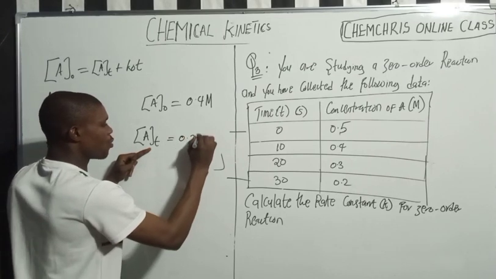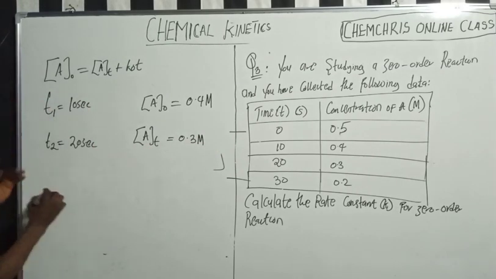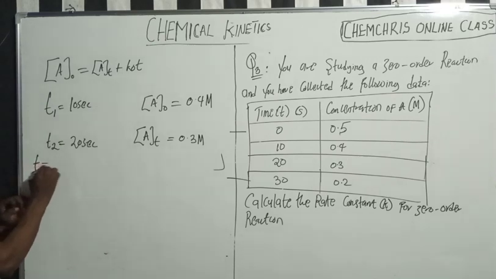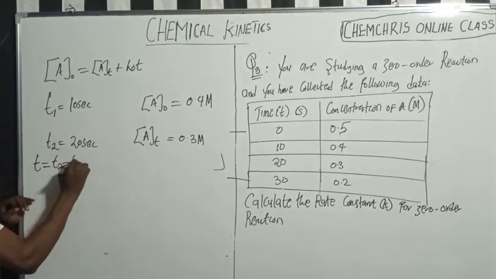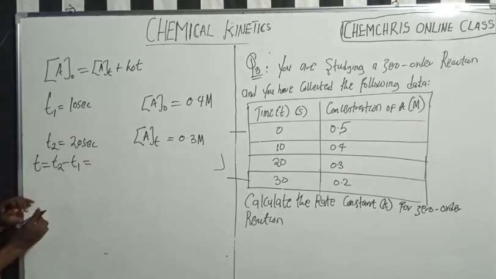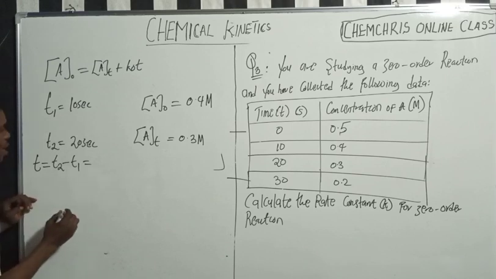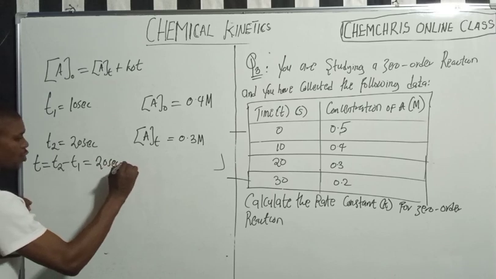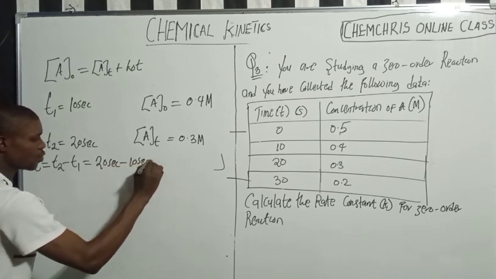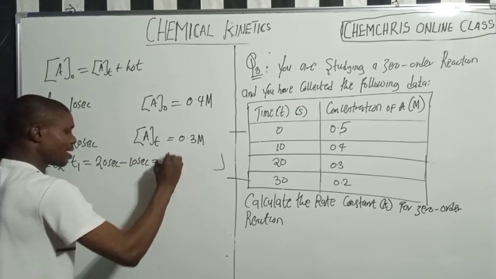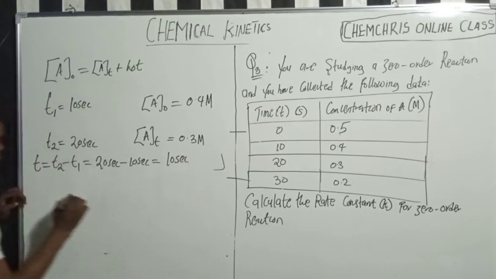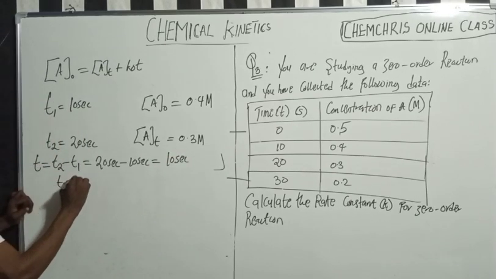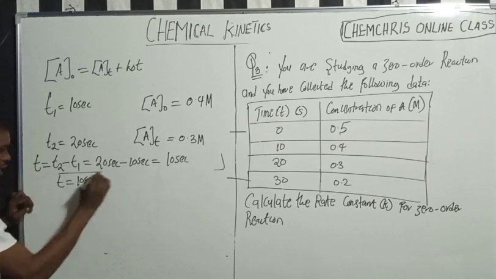0.3 molarity, right? Now I want to calculate my time. It's going to be T2 minus what? T1. Can you see that? So if you do that here, T2 minus T1, it's going to be 20 seconds minus 10 seconds. What are you going to get? It's going to be 10 seconds. So the time I'm using is going to be 10 seconds. Can you see that?